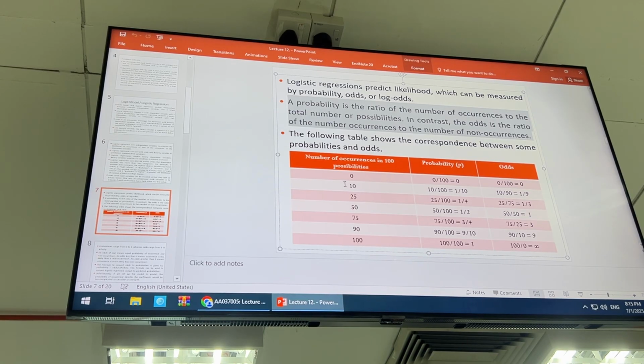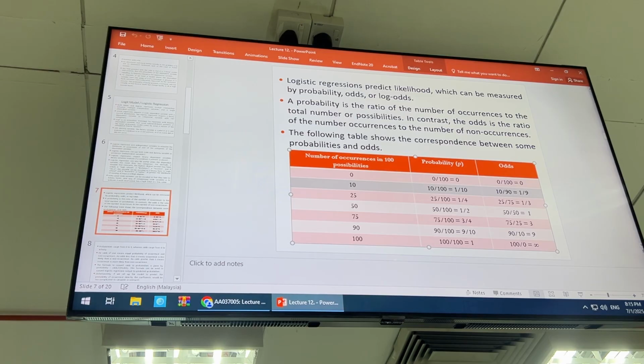But if let's say out of that 100, 10 of the outcomes are heads, and the remaining 90 are tails. So in terms of probability of getting heads, it is 10%, 1 over 10. But the odds are 1 over 9, because it is number of occurrences, which is 10, over non-occurrences, 90. So you see the difference between probability and odds.